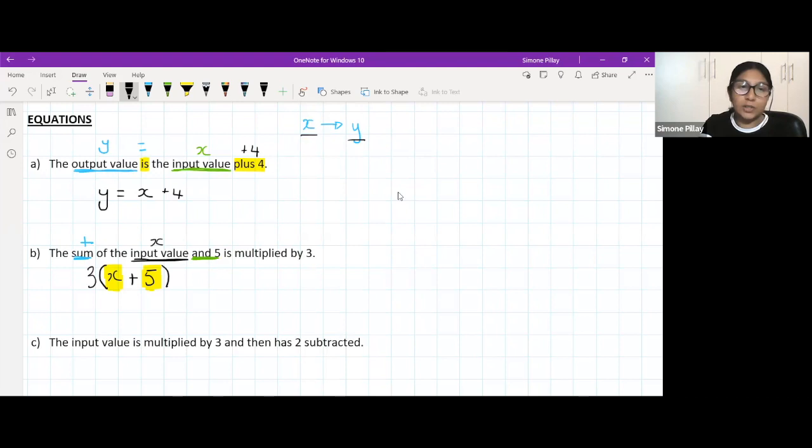What is this whole little part telling me? It's telling me that that's going to be my output. So my output, which is y, is equal to 3x plus 5.